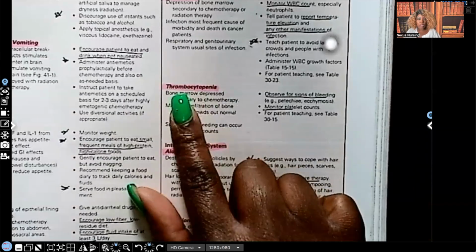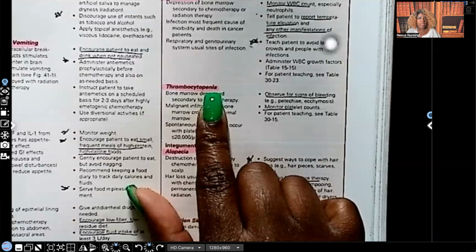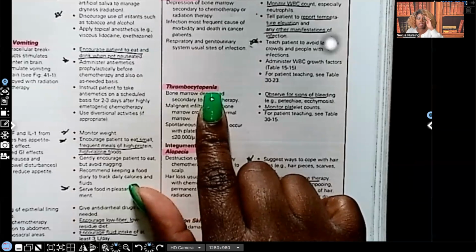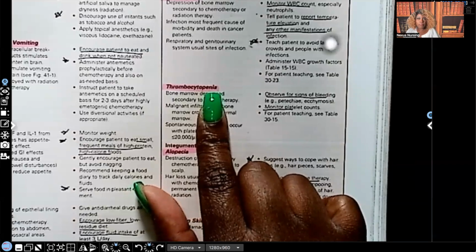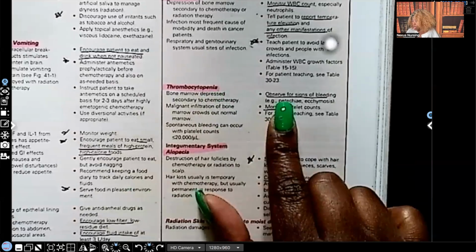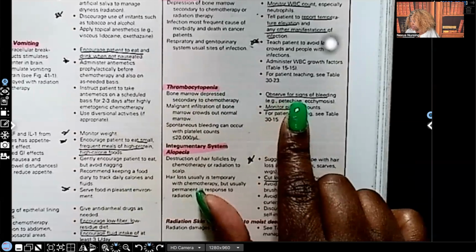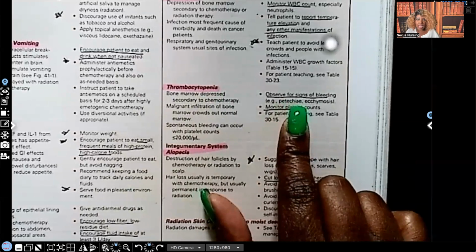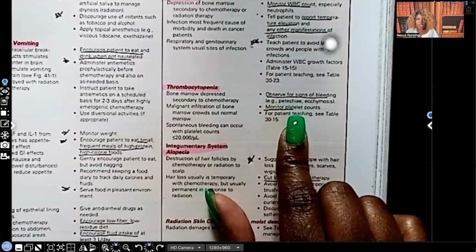Thrombocytopenia: thrombo, clots, cyto, cell, a little bit of. This patient has a low platelet count, which puts them at risk for hemorrhaging or bleeding. So we're going to observe the site for signs of bleeding, such as petechiae and ecchymosis. We're going to monitor the platelet count.